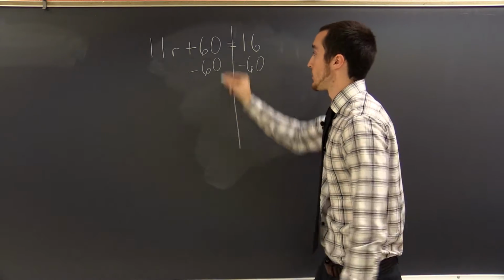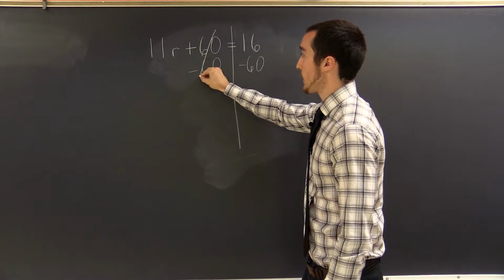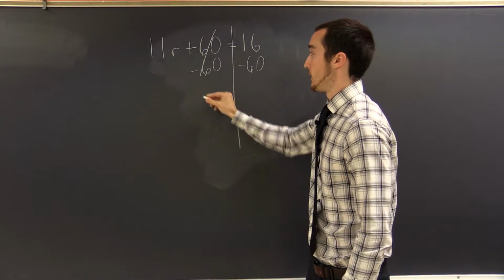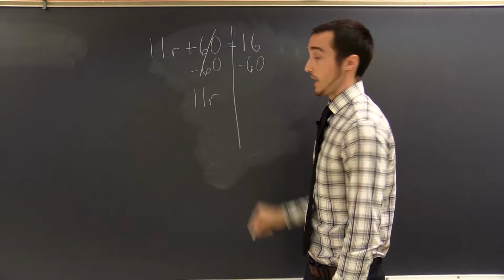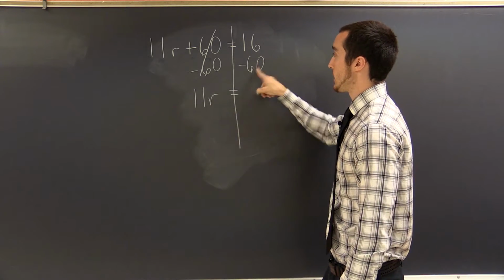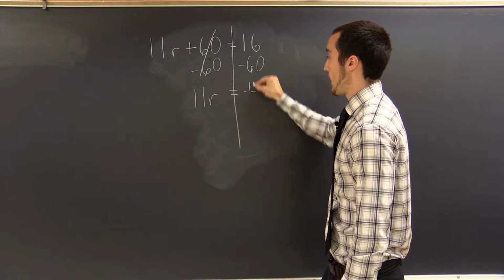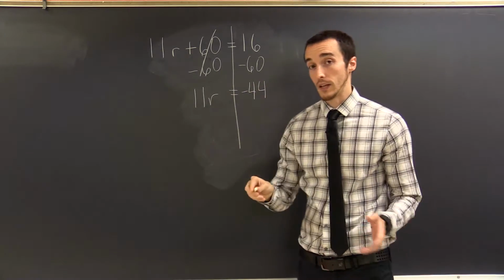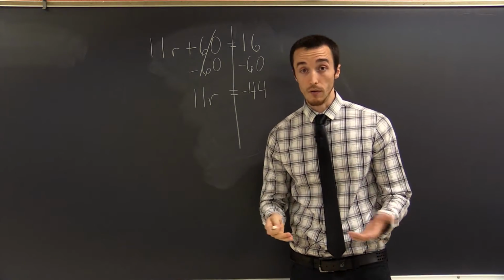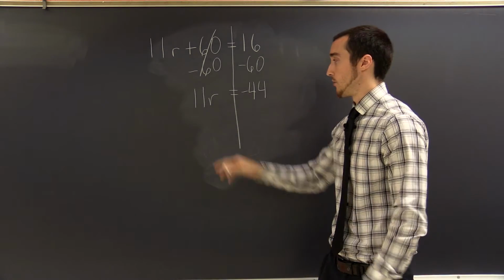Here's what that does. That's going to cancel these terms. I've gotten rid of my constant, and I can drop down 11r to the next line. Okay, our equal sign is still in the river, and 16 subtract 60 is negative 44. Okay, so I've gotten rid of my constant. Then the last step is to get rid of your coefficient. And you're going to do this again using inverse operations.